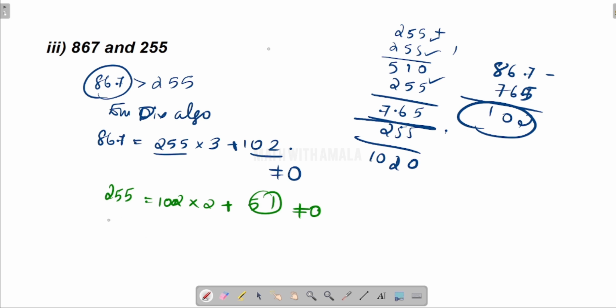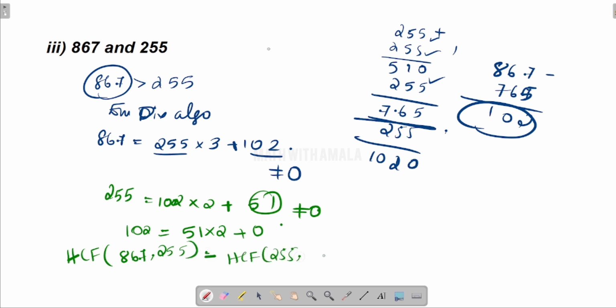Let's take 102 in terms of 51. 102 = 51 × something. What will be the number? 51 × 2 + 0. Hence, we got the remainder as 0. 102 is 51 × 2. Let's take the HCF from this last step. So, HCF of 867, 255 is equal to HCF of 255, 102, which is equal to HCF of 102, 51. We are going from the last step towards the first step.